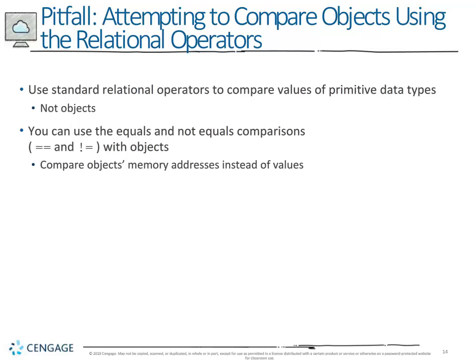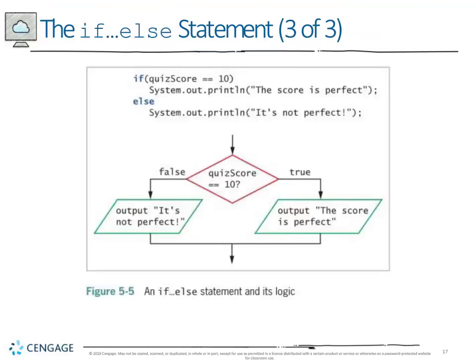For example, use a retrieval method, or what we call an accessor method, to get the data field from an object, and then we compare them. The if statement alone tells us that if a condition is true, it will execute a block of statements. And if the condition is false, it won't. But what if we want to do something else if the condition is false? Here comes the else statement.